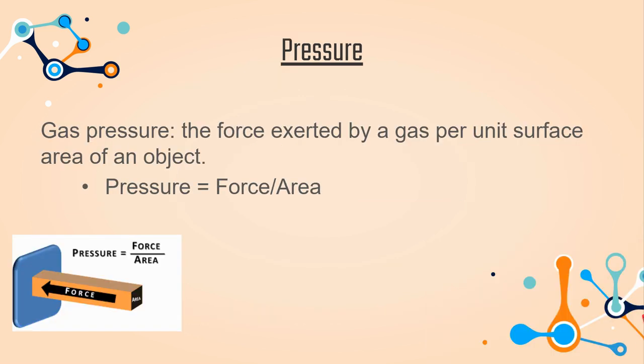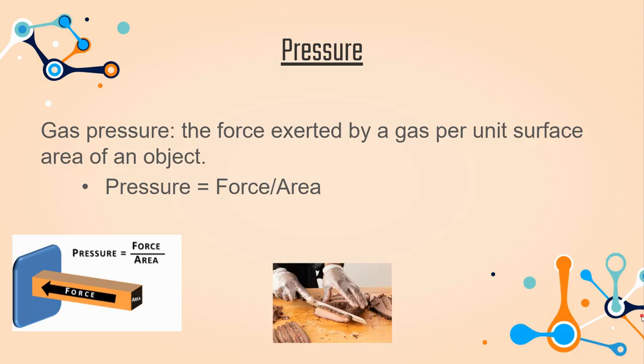Now, pressure. What pressure is, as far as a gas is concerned, is the force exerted by a gas per unit surface area of an object. Really what this means is it's the force that the gas is pressing over a certain area. Pressure in general, you can imagine it like, say, a knife cutting a steak. The knife is still the person's arm pressing down, that's the force, but because the blade is so sharp, it cuts through. The pressure is a lot higher because the area is much smaller.